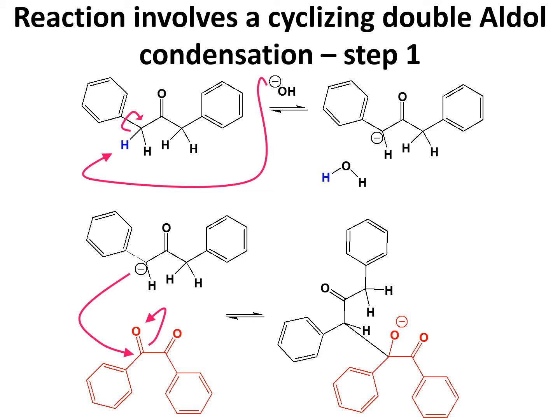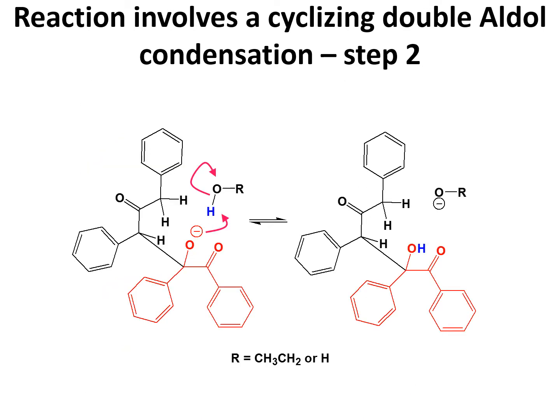First, a hydroxide removes an alpha hydrogen from the dibenzyl ketone, leaving an anion. This anion is then going to attack one of the carbonyls of the benzil, and we're going to join this two-phenyl skeleton aromatic compound to the other, generating an anion. This anion will undergo protonation by the solvent.